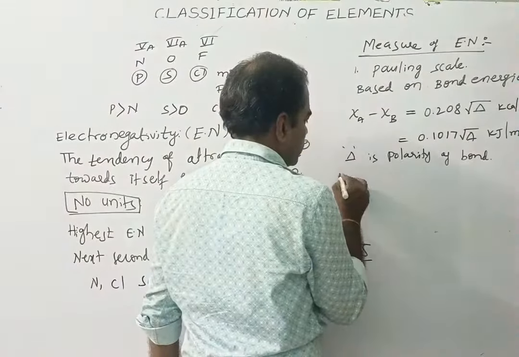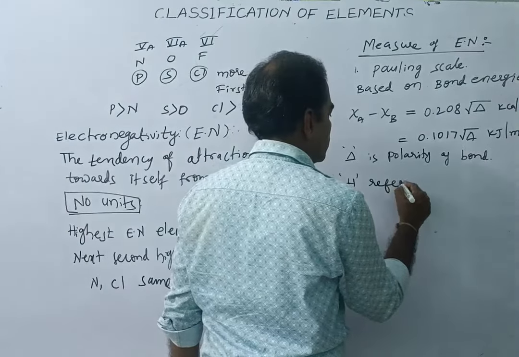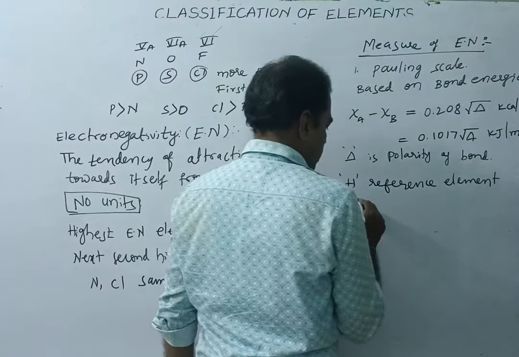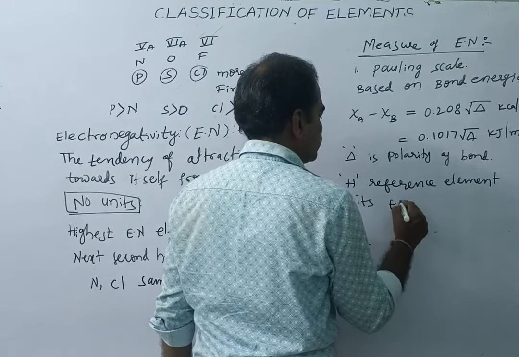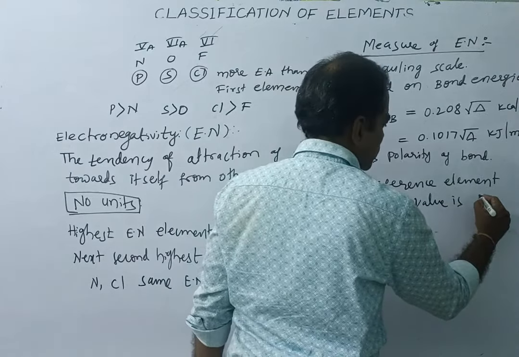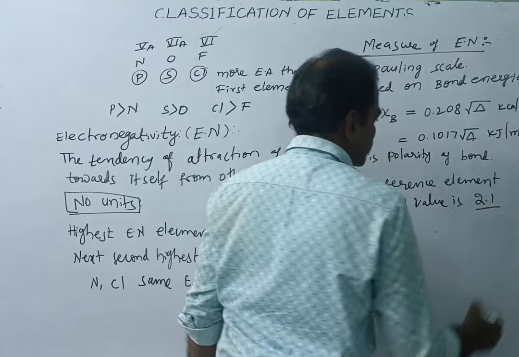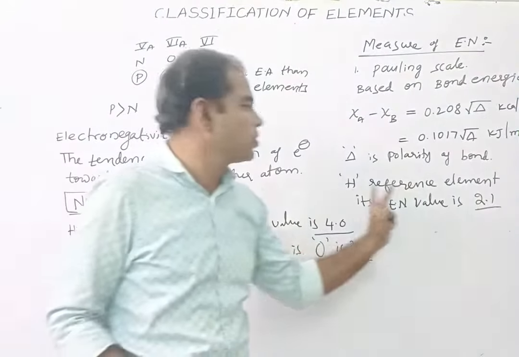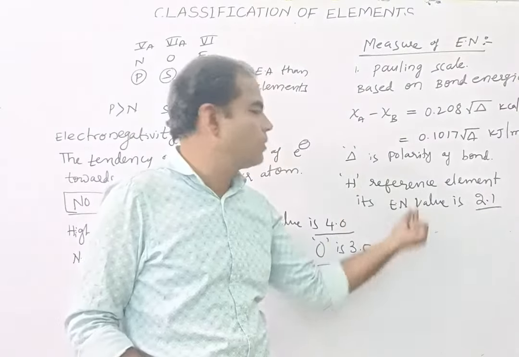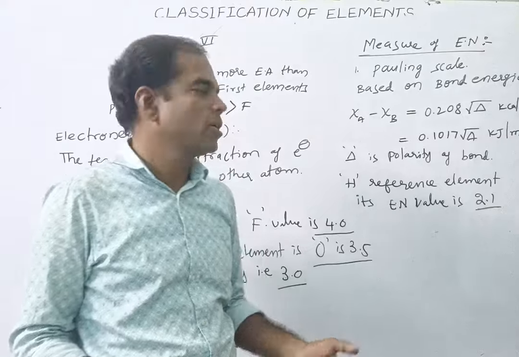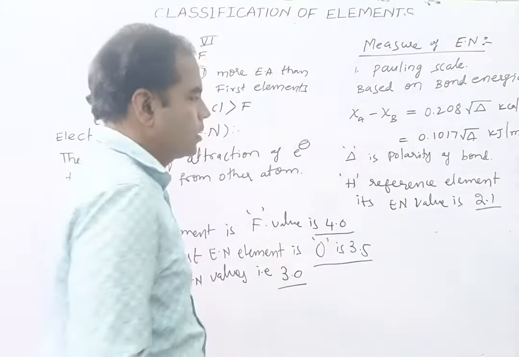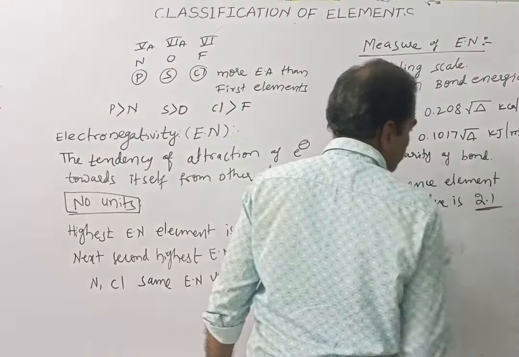So hydrogen is the reference element. Its En value is 2.1. In the Pauling scale, hydrogen shows the En value 2.1. Based on the hydrogen En value, we can find the remaining other elements. So that's why the hydrogen element is taken as the reference electronegativity value. The reference value is how much? 2.1, right?